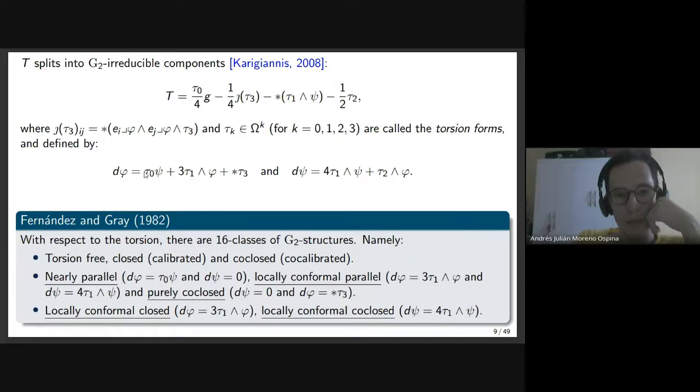In fact, it was done with a different approach, but maybe using the torsion forms could be an easier way to see that. With respect to the intrinsic torsion, there are 16 classes of G2 structures. And in many problems in G2 geometry, some relaxed G2 structures are considered. The first ones we already see are the torsion-free, the closed and the co-closed. The closed receive also the name of calibrated, and the co-closed also receive the name of co-calibrated because they are examples of calibrations in the sense of Harvey and Lawson calibrated geometries.